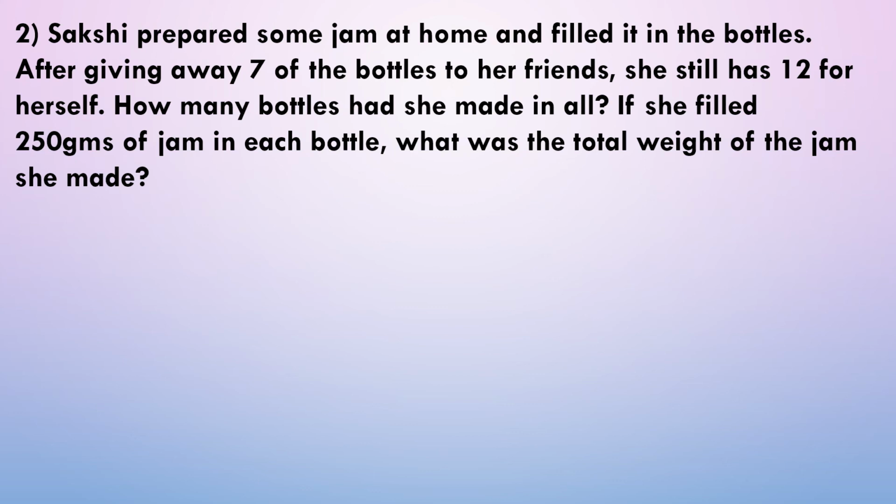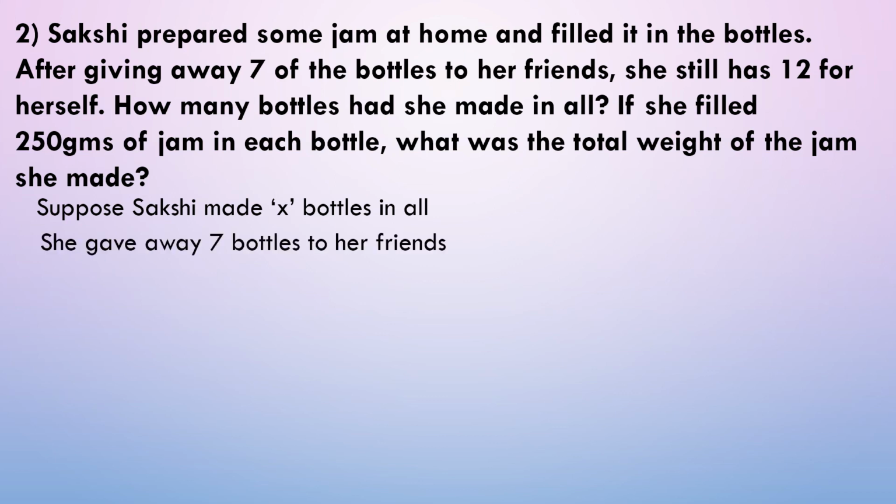So here we don't know how many bottles of jam she made. So suppose Sakshi made x bottles in all. We don't know how many bottles she made, so you have to take it as x. She gave away 7 bottles to her friend. So x minus 7, you have to subtract it. Still, she has 12 bottles with her.